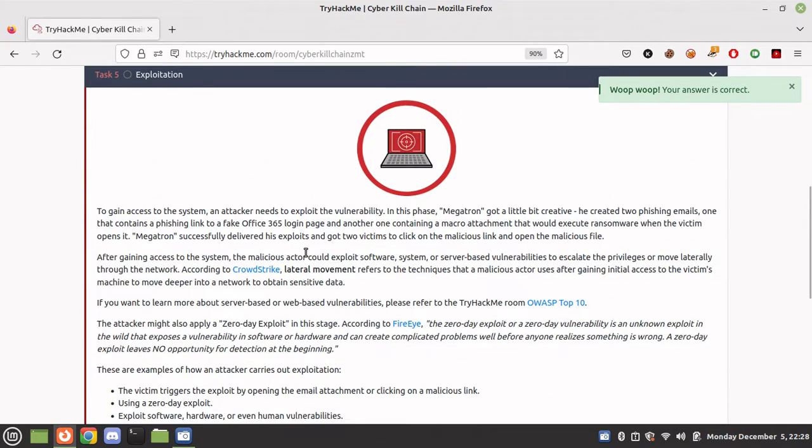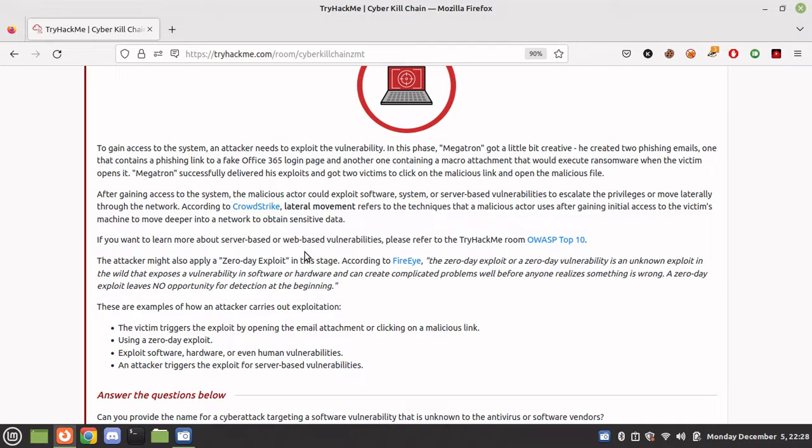So now let's move on to the exploitation phase. To gain access to a system, an attacker needs to exploit a vulnerability. In this phase, Megatron got a little bit creative. He created two phishing emails. One contained a phishing link to a fake Office 365 login page, and the other contained a macro attachment that would execute ransomware when the victim opens it.